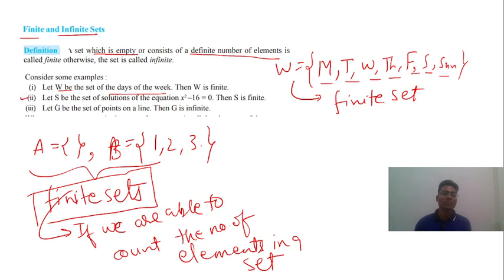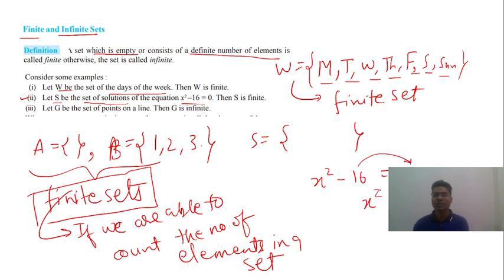Coming to example number 2, it says that S is the set of solutions of the equation x squared minus 16 equals 0. We will have to write the solutions of this equation. So we solve this equation. We send negative 16 to the other side, so it becomes positive. Then we send the square to the other side, so it becomes square root, and the square root of 16 is equal to plus minus 4. So we have two elements, positive 4 and negative 4. Again we can count the number of elements, so S is also a finite set.